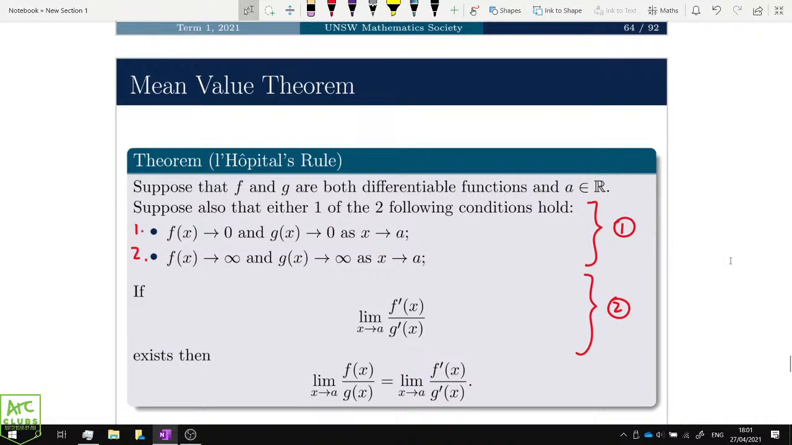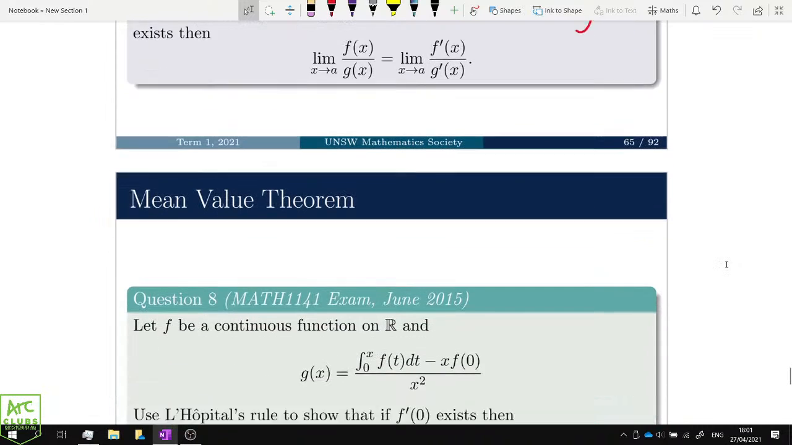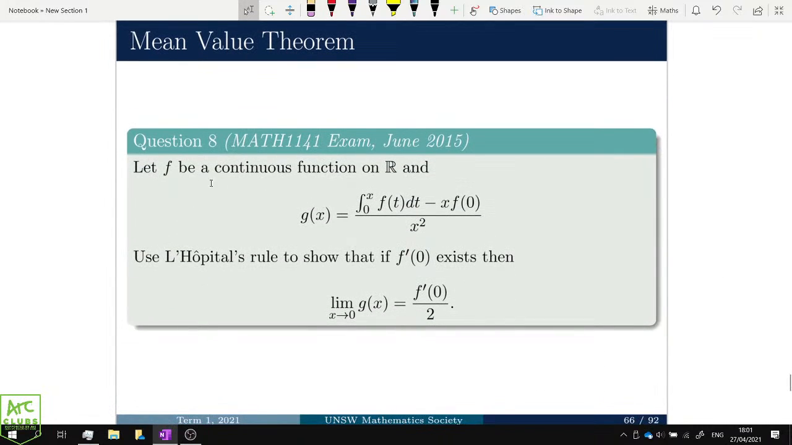So the practice question we're going to do is, let f be a continuous function on R. This is how we define g(x), and then our f will just be a continuous function on R. Use L'Hopital's rule to show that if f'(0) exists, so that's the condition we've been given.